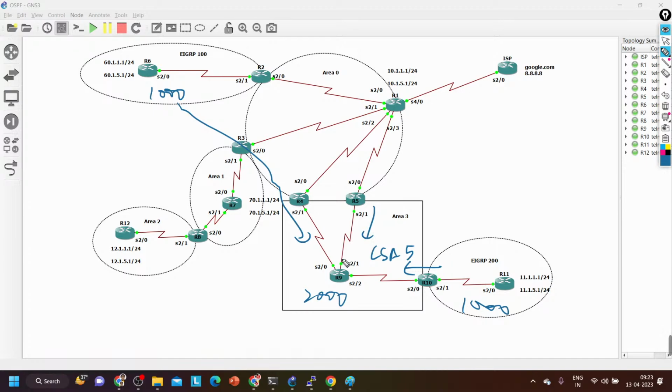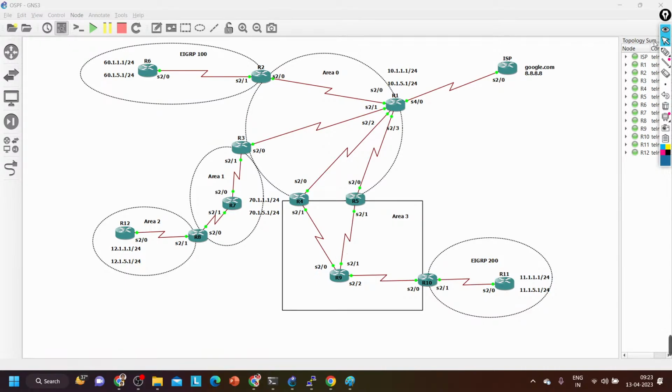So in this domain there are lots of LSA 5 and lots of LSA 3, and this router is not able to handle this number of LSAs. Suppose the hardware configuration of this router is not much better. So actually we need to filter the LSAs here in area 3. Getting my point, guys? Just suppose that there are lots of prefixes in this domain, lots of prefixes in this domain. So all these prefixes will be received by router number 9 in the form of LSA 5. Clear?